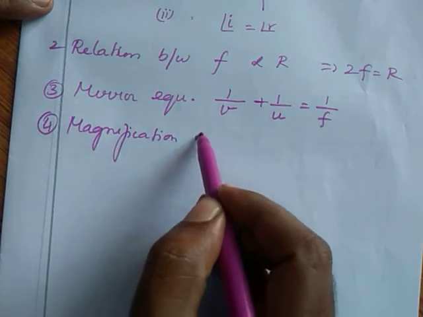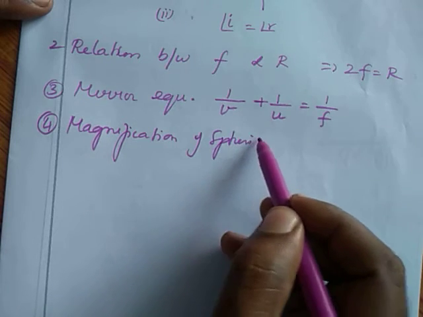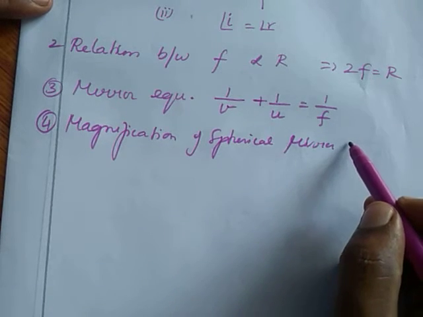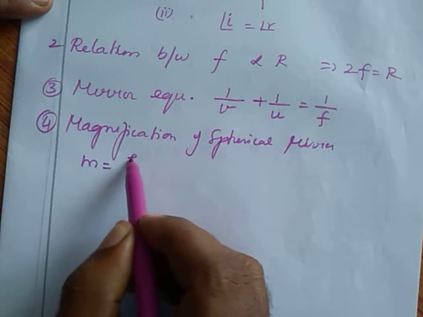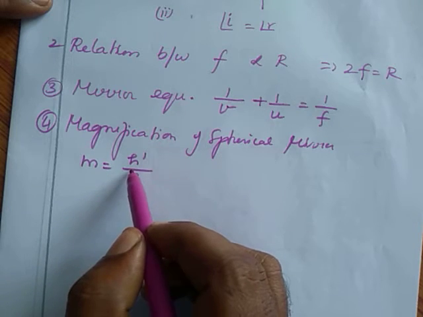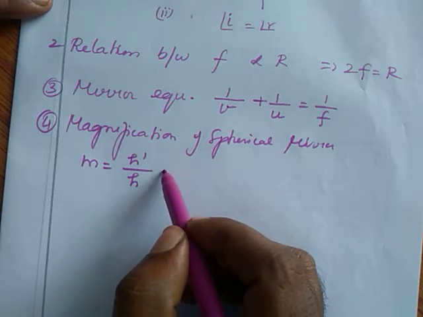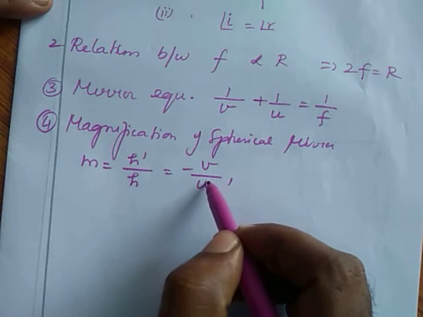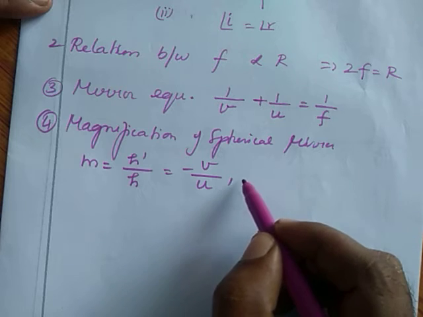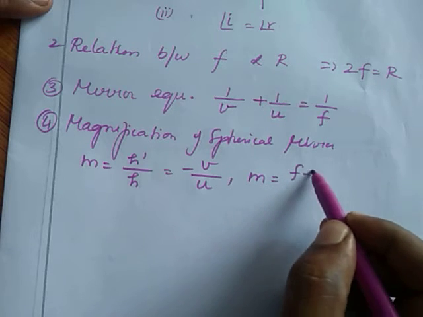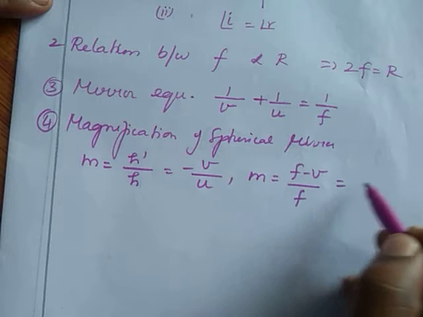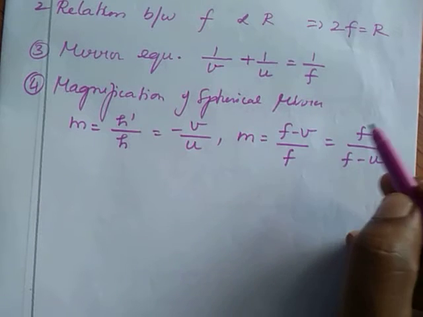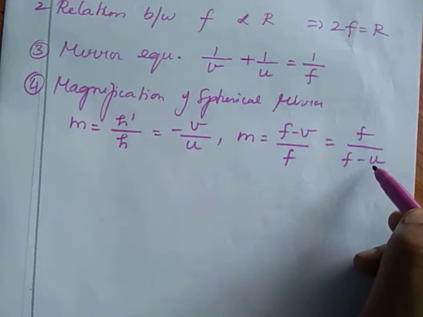Okay, the next one is magnification of spherical mirror. That is indicated as m. Okay, m is equal to h dash by h. h dash is the image height and h is the object height, that is minus v by u by Cartesian sign convention. Okay, we can write this as m is equal to (f minus v) by f, or we can write this as f by (f minus u). Okay, magnification in terms of v and magnification in terms of u.